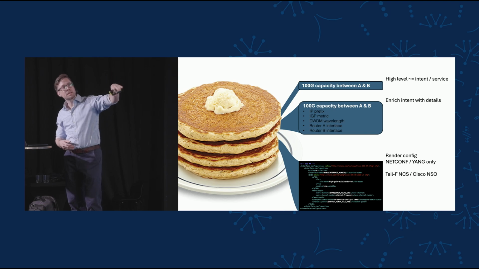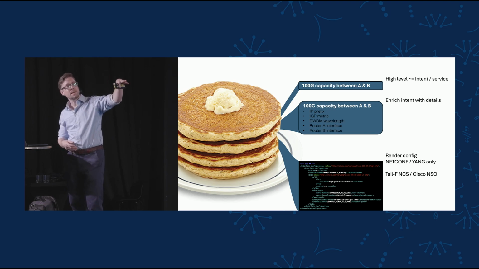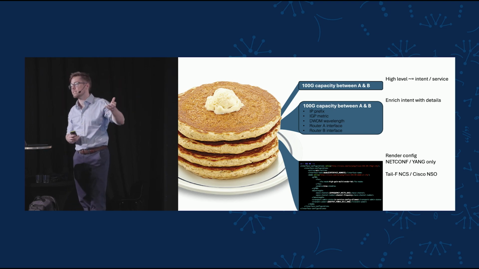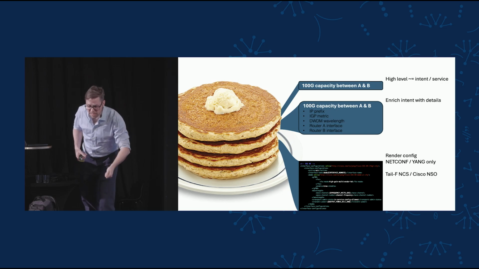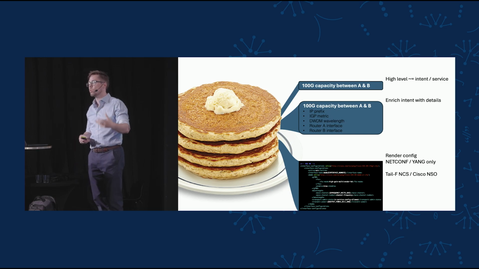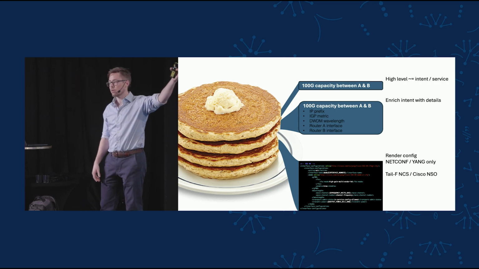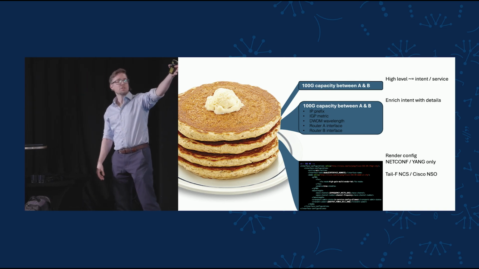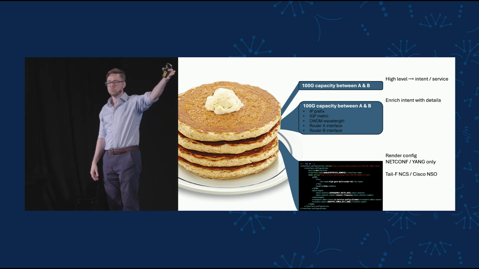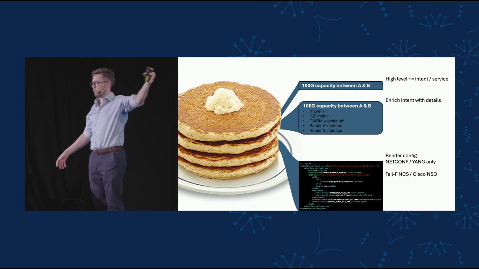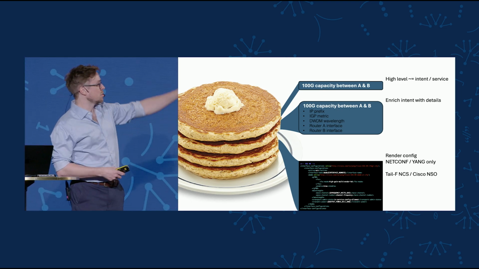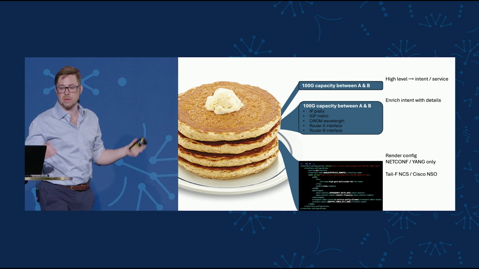At the next layer, we now enrich this intent with more details. We can't just tell the network, hey, 100 gig between A and B. It doesn't work like that. We need more details in order to actually turn this into concrete configuration. So we add in stuff. We find an interface on router A. We find an interface on router B. You talk to some optical system and ask, what wavelength can you give me? Which one will work for whatever we're trying to build here? You also do allocation of IP prefixes, IGP metrics, stuff like this.